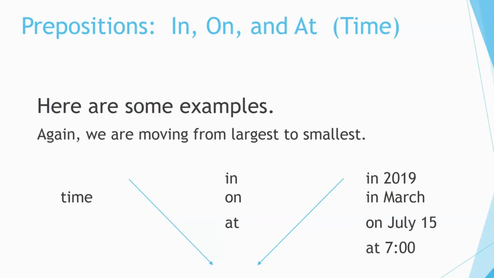Prepositions in, on, and at, relating to time. Here are some examples. Again, we're moving from largest to smallest. In 2019, in March, on July 15th, at 7 o'clock.